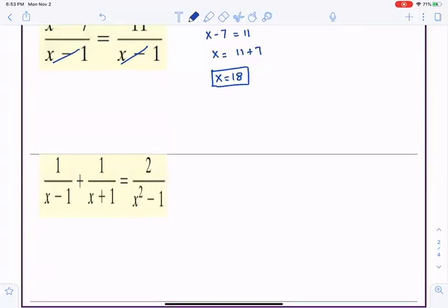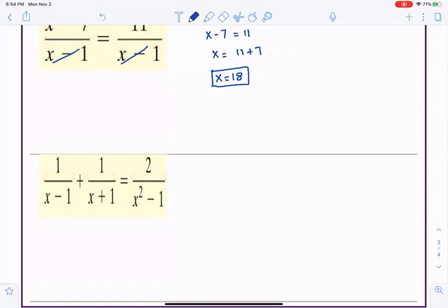So here is a slightly more difficult problem. In the last two problems, I simply got rid of terms because there was one rational function on the left-hand side, one rational expression on the right-hand side, and I had a common denominator to get rid of. I can't do that directly here because I have two rational expressions on the left-hand side. The very first step would be to combine them together.